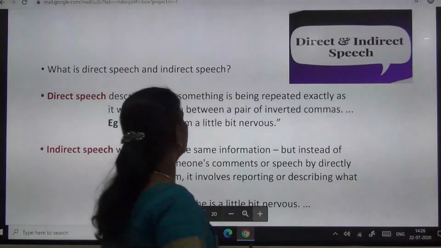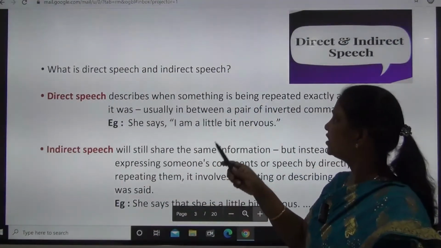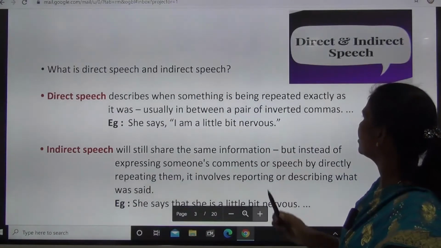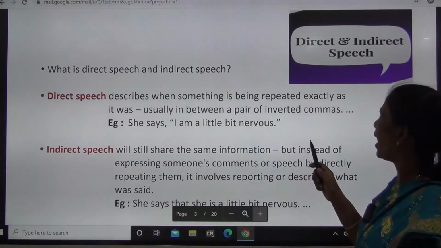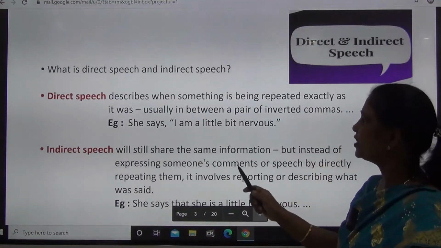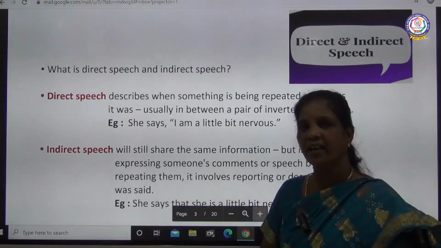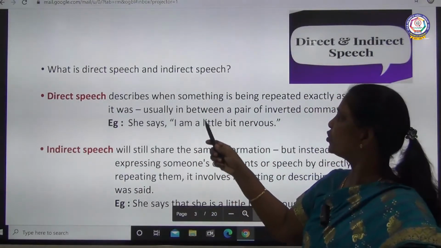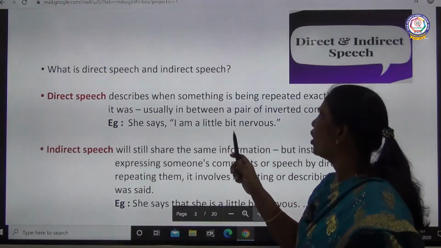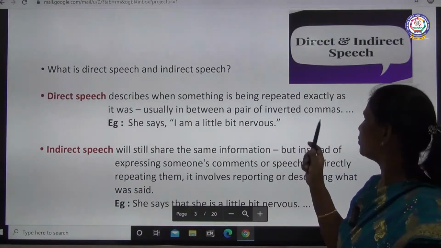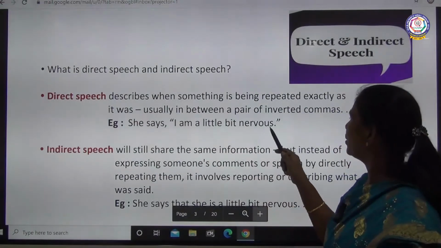Okay. What is direct speech and indirect speech? Direct speech describes when something is being repeated exactly as it was, usually in between a pair of inverted commas. She says, "I am a little bit nervous." So here you understand clearly what direct speech is. Example: she says, "I am a little bit nervous."